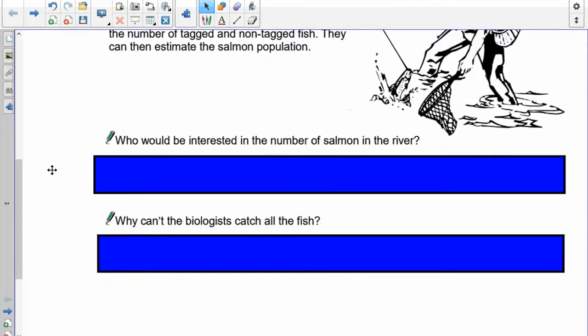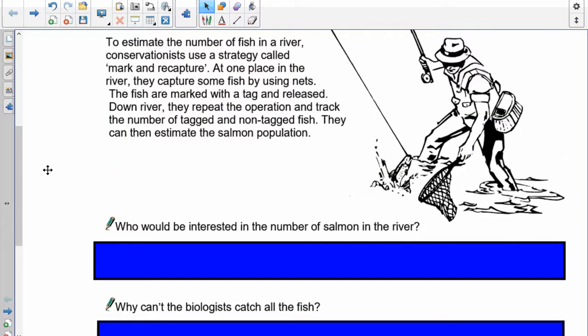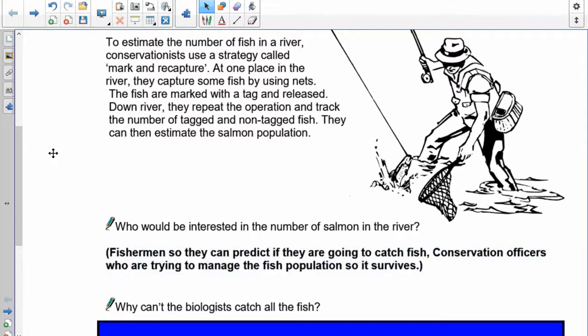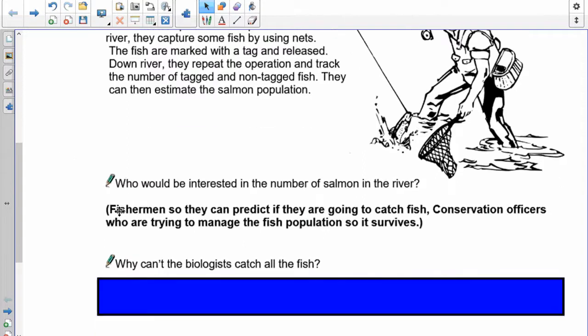So the first question is, who would be interested in knowing the number of salmon in a river? Well, I think it's pretty obvious it's going to be the conservationists, the fishermen, the government who is monitoring the environment. Sometimes they shut down rivers to make sure the fish population can rebuild itself.